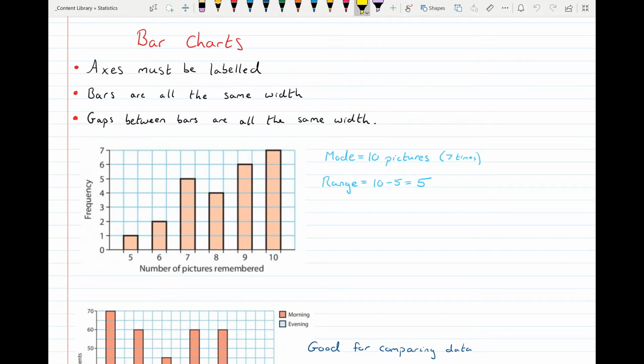Examining this first bar chart then, we can read it off quite easily, and that's what makes them useful for displaying data. The number of pictures remembered, 5 pictures. One person remembered 5 pictures because that block is only 1 high. 6 pictures remembered. 2 people remembered 6 because it goes up as far as 2 blocks, 2 on the frequency. And so on. 10 pictures remembered. That was by 7 people. They remembered 10 pictures.